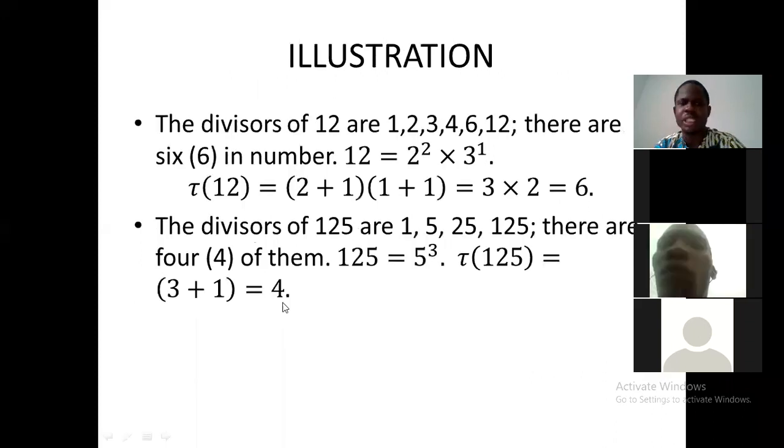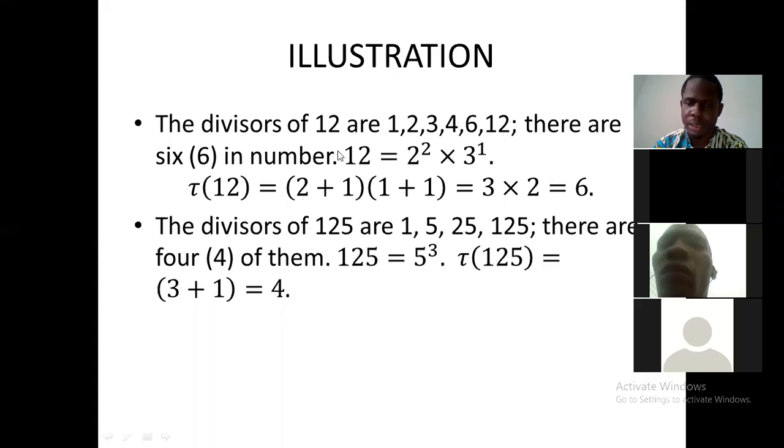Now, let's list the divisors of 12. The divisors of 12 are 1, 2, 3, 4, 6, and 12. 12 is a small number, so it's very easy for you to figure out the divisors of 12. So if you want to count the number, that's the number. So we express 12, and you see it is equal to 2 power 2 times 3 power 1.